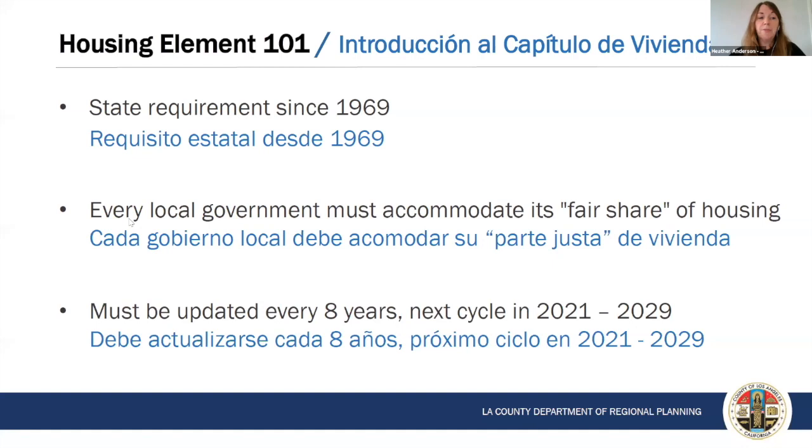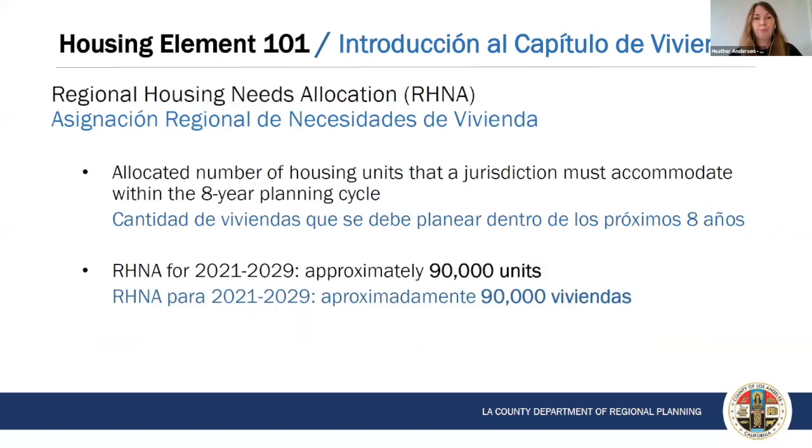The housing element must be submitted to the state every 8 years. The last housing element cycle was 2014 to 2021. The next one will cover the period from 2021 through 2029. Housing elements include several components. The foundation for the housing element is the regional housing needs allocation, in which the state estimates each region's housing needs for the upcoming 8 years.